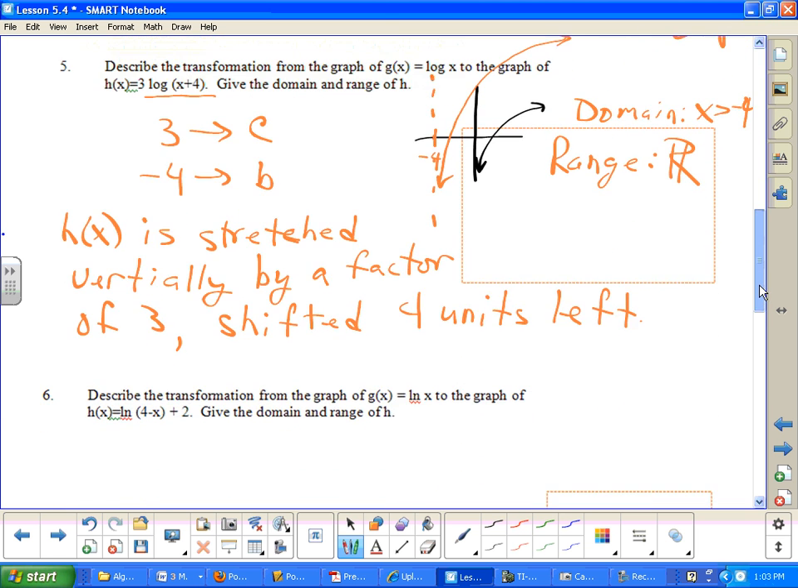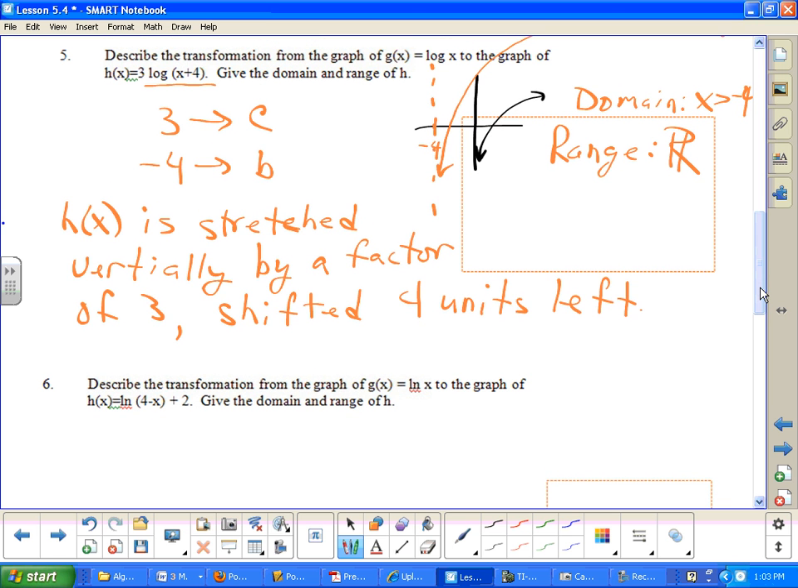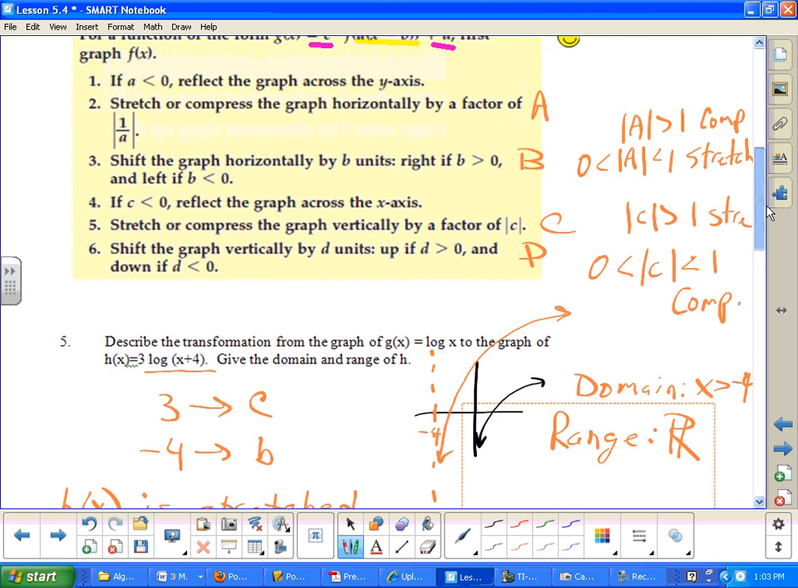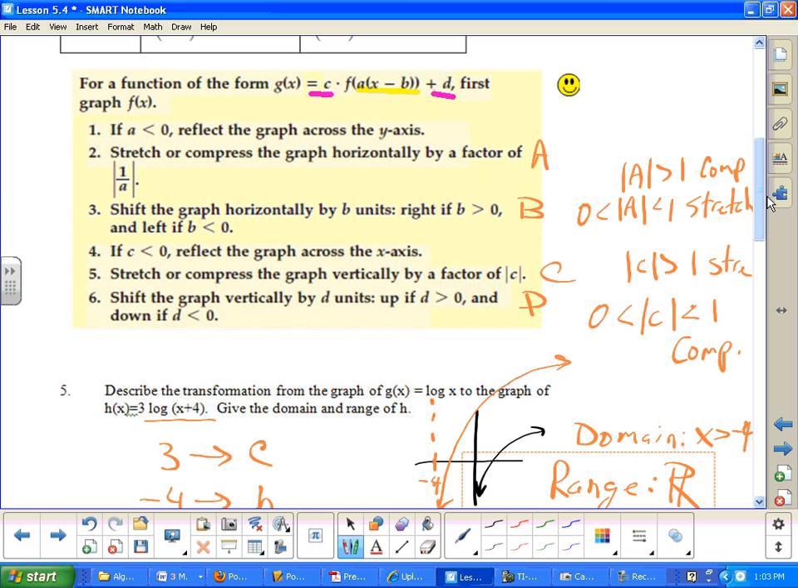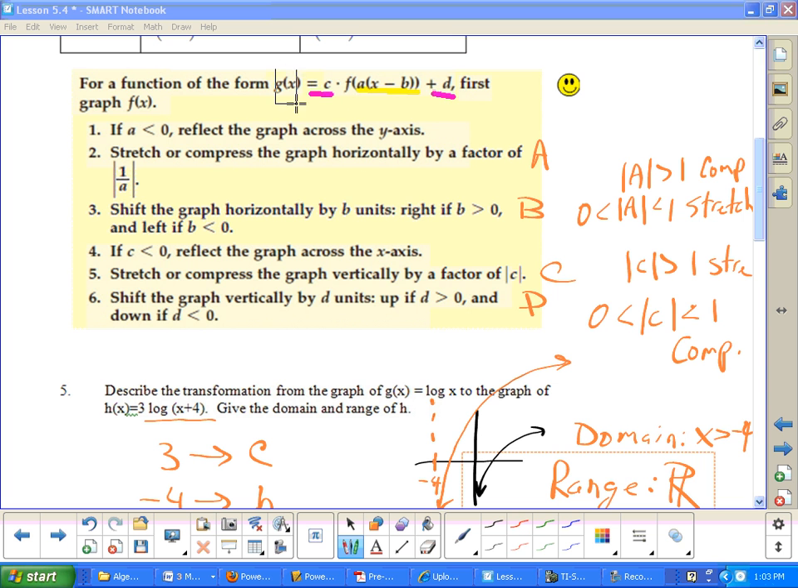Okay. So this is one way to approach this. Another way to approach it would be to list the letters a, b, c, and d, and then find out what those values are. Now, the first thing is, we always want our function to look like this first.